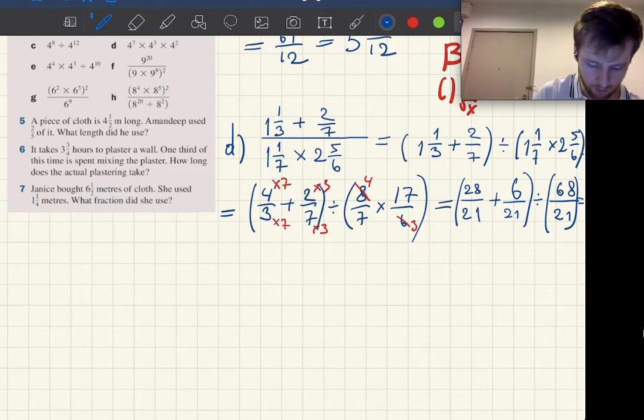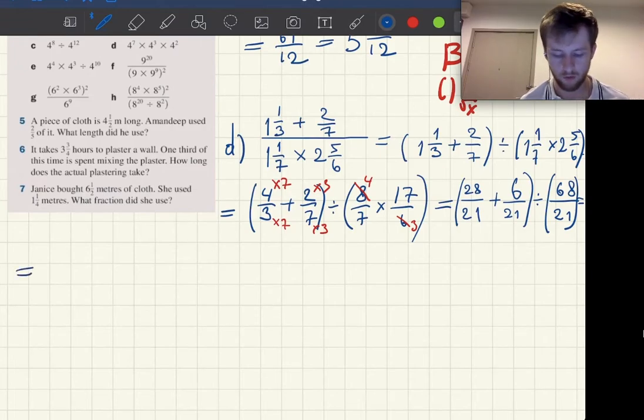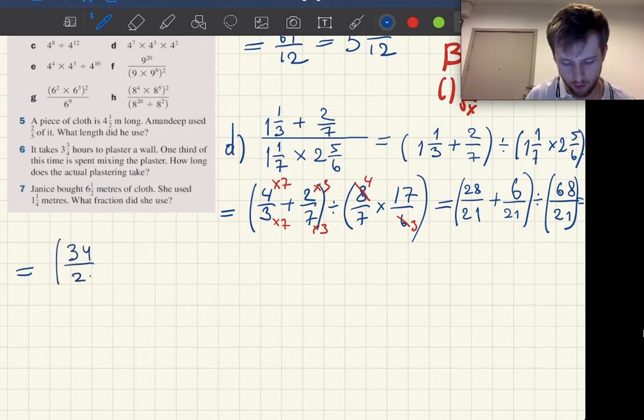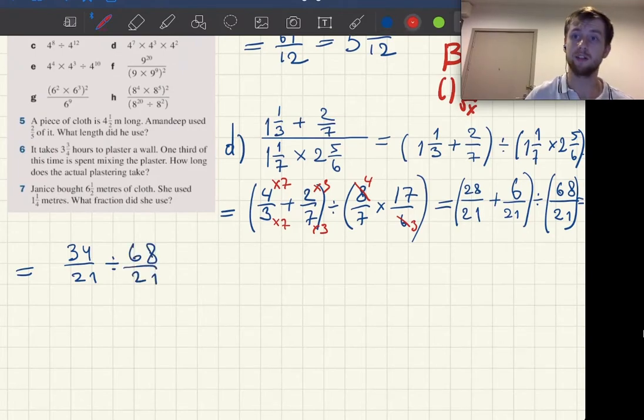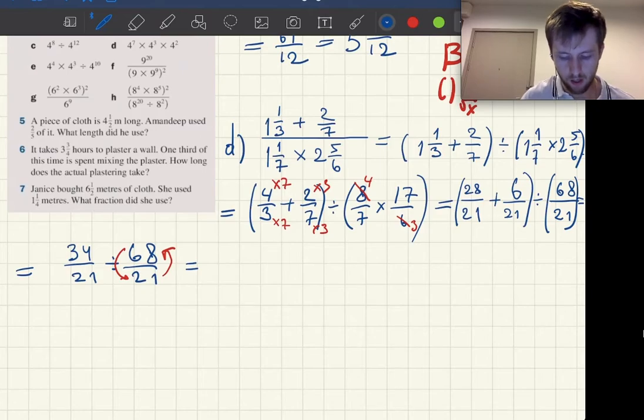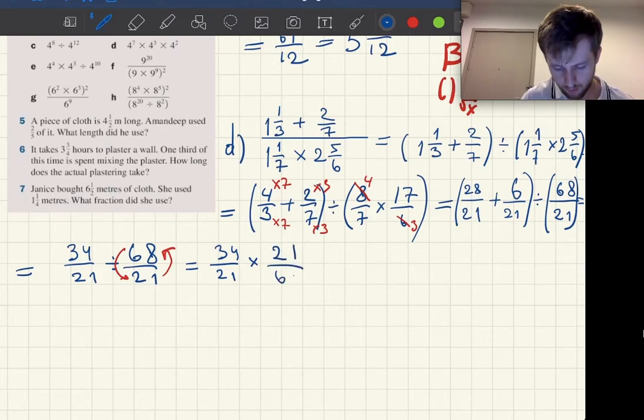And let's keep writing. 28 over 21 plus 6 over 21 is 34 over 21, and we don't need brackets anymore, actually. 34 over 21 divided by 68 over 21. We have to flip it. Now we have to flip this. Flip it like this. And then we're gonna get 34 over 21 multiplied by 21 over 68.